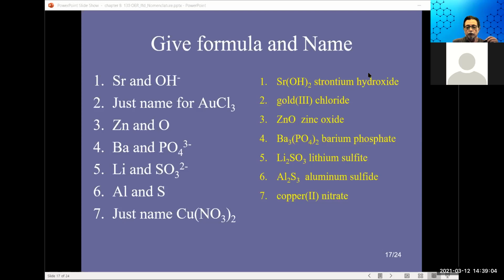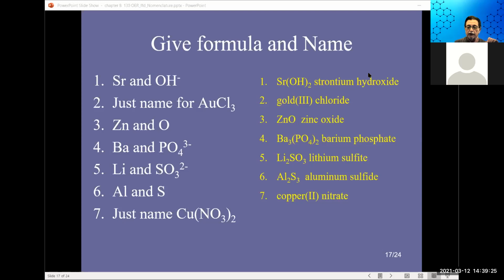Okay, gold Roman numeral 3 chloride, zinc oxide, barium phosphate, parentheses around the phosphate because we need 2 of them. Then a lithium sulfite, because that's the SO3, not the SO4, which will make it sulfate.